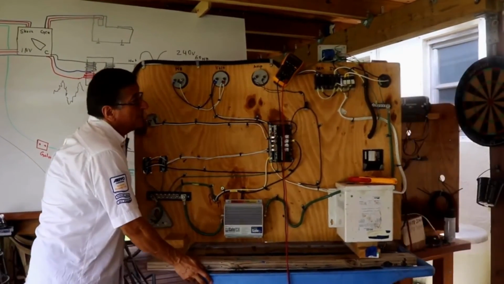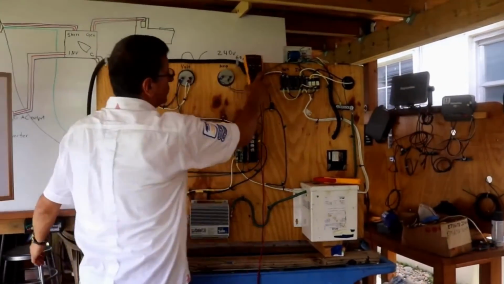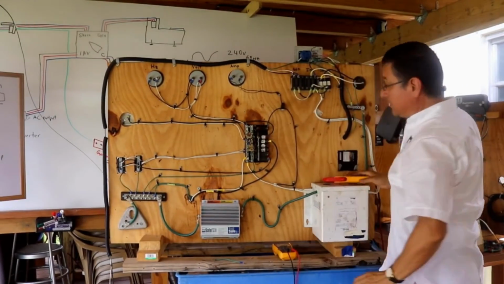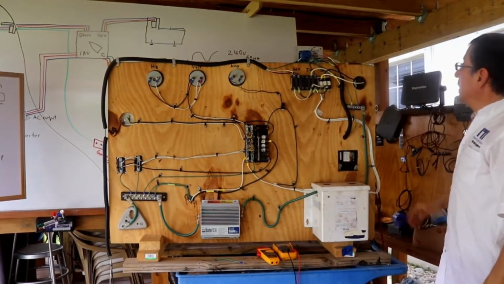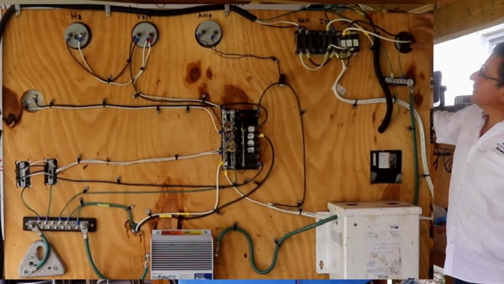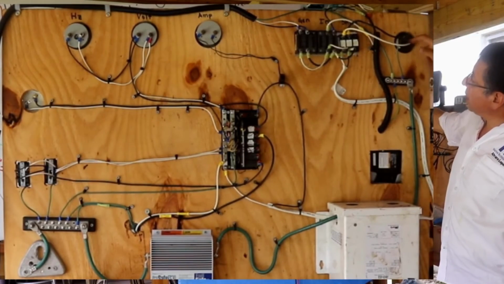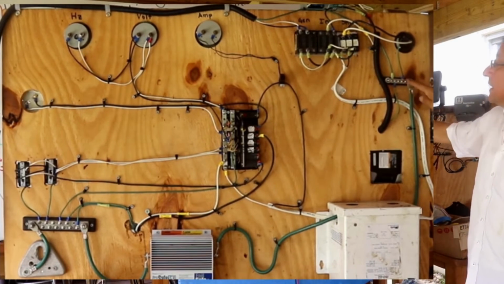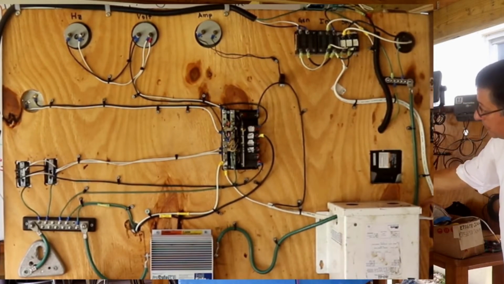This is the situation in the back. And now we are going to check the panel step by step. All right. This is the shore power: hot, neutral, and ground. The ground goes directly to the ground bus bar.